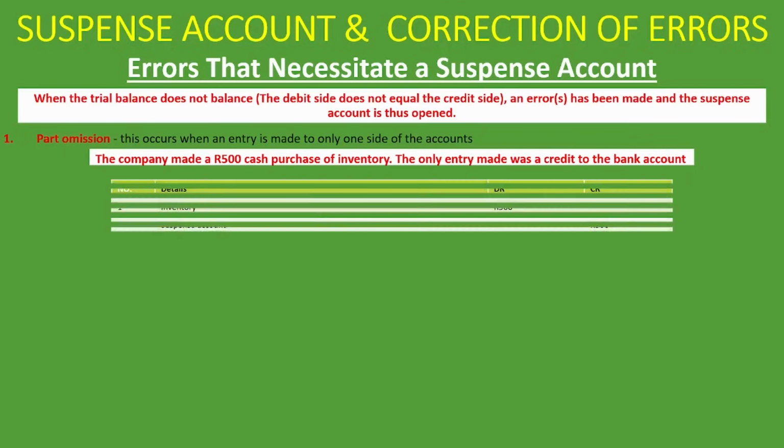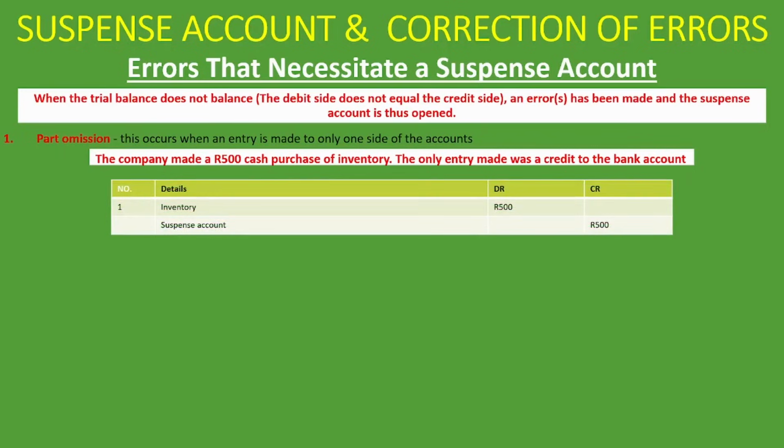So here's how it's going to look. Debit inventory 500 Rand and credit suspense account 500 Rand. You can see we didn't touch bank because bank was recorded and it was recorded correctly. So this is the part omission error or the error of part omission.